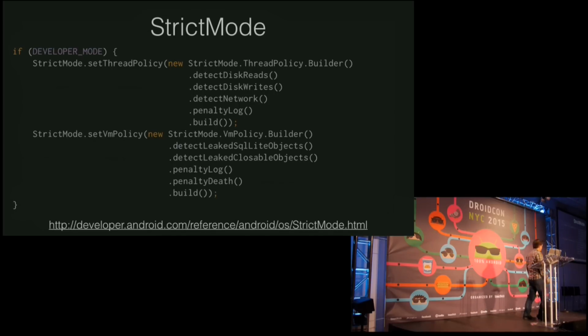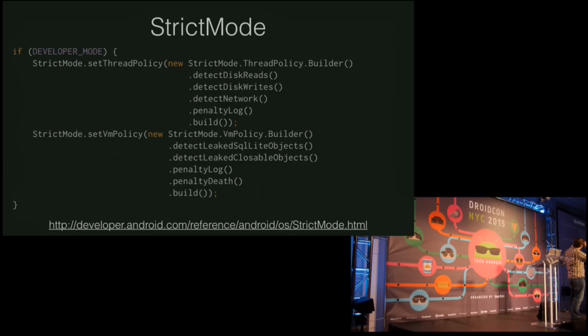Another thing I should note, when you're trying to understand what's happening on your main thread and whether you're doing anything that you shouldn't be doing on your main thread, there's a thing called StrictMode that you can turn on. There's two parts of StrictMode. There's a thread policy where you could say, these things aren't always bad, but on this thread, they are bad. So disk reads aren't bad on all threads.